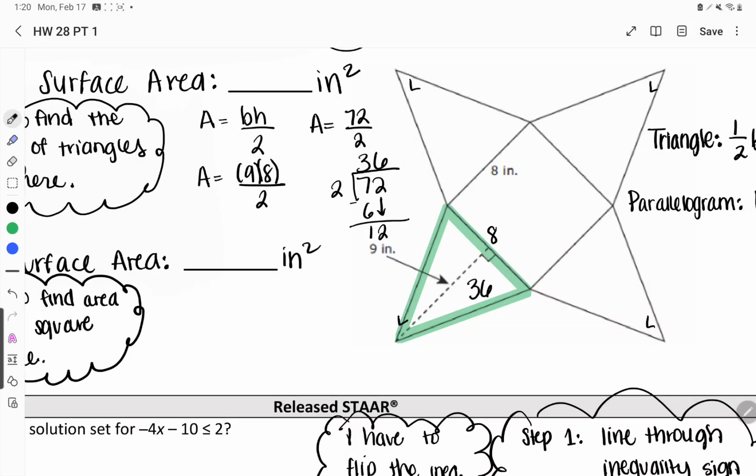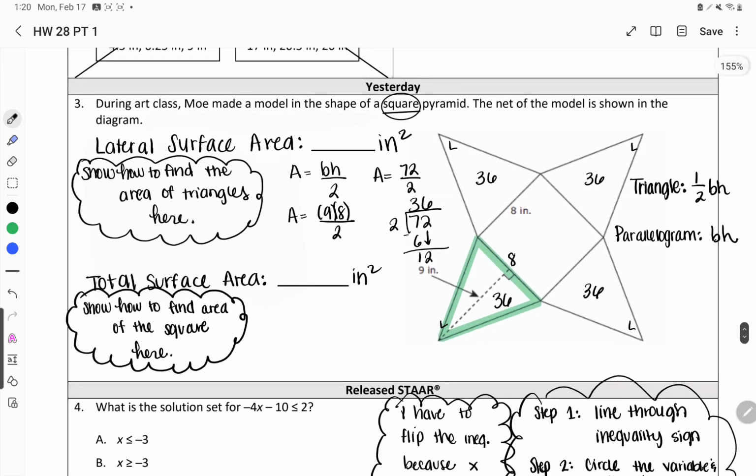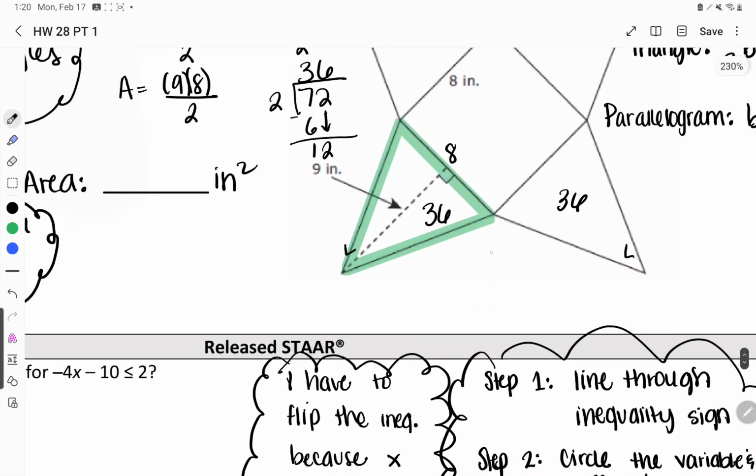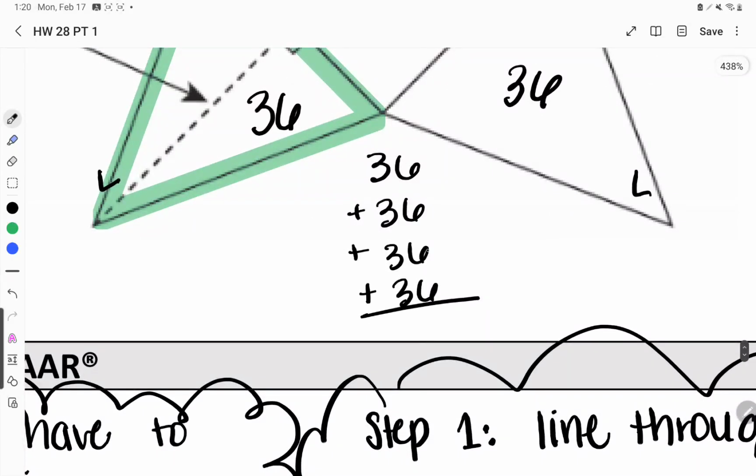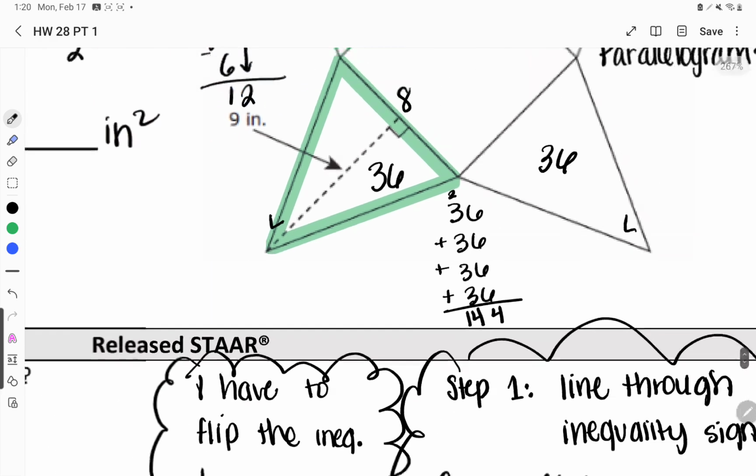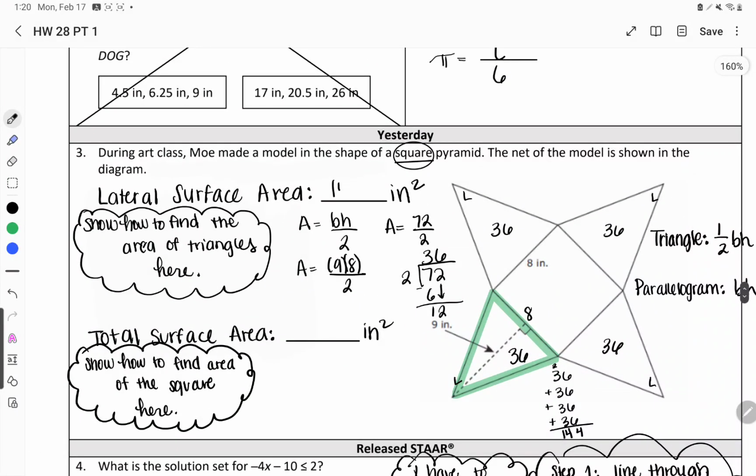Well, if the area of one of our triangles is 36, what's the area of all of our triangles? 36. So what do I do to find the lateral surface area? I'm going to add them all together. So I would have 36 plus 36 plus 36 plus 36. Or you can multiply it by 4. So I'm going to do 6 plus 6 plus 6 plus 6. That's going to give me 24. So I'm going to write down a 4, carry my 2. 3 plus 3 plus 3 plus 3 is going to give us 12. And then 12 plus 2 is going to give us 14. So we would have 144 for that lateral surface area.